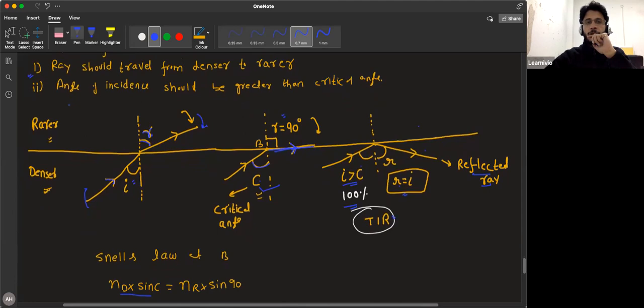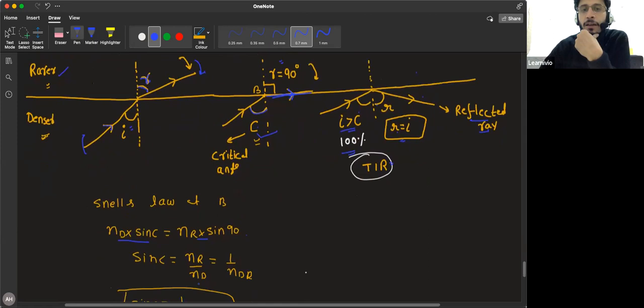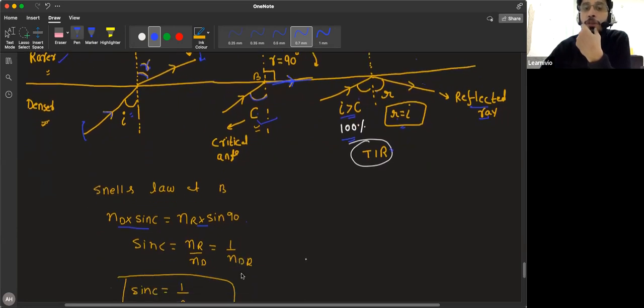Yes, sir. Here it's rarer medium, NR. Angle of refraction is 90. You can write this as NR into sin 90. Right, Omar? Is this equation clear? This is Snell's law in product form, right? Yes. Sin 90 is 1. So you can write ND into sin C equals NR, so sin C is NR by ND, which I can write as 1 by NDR. NDR means refractive index of denser medium with respect to rarer.